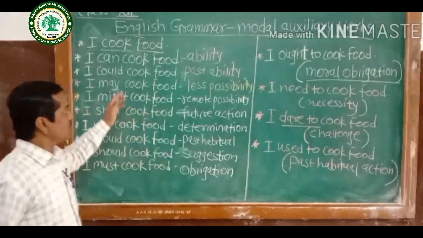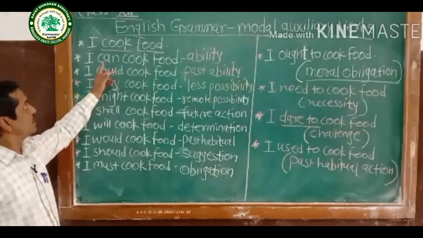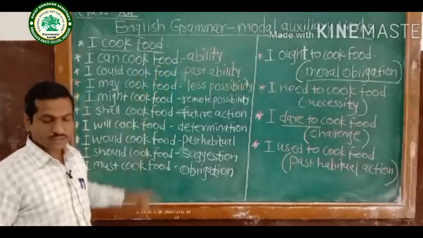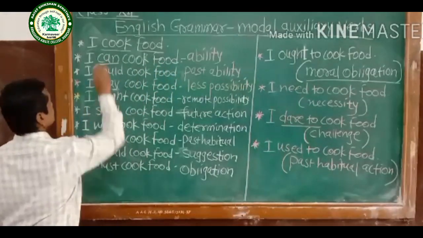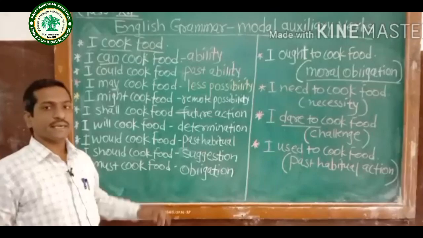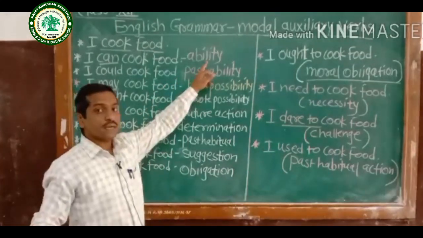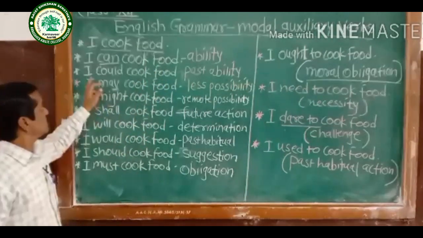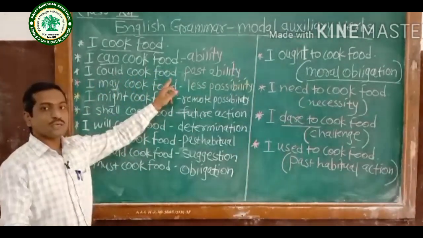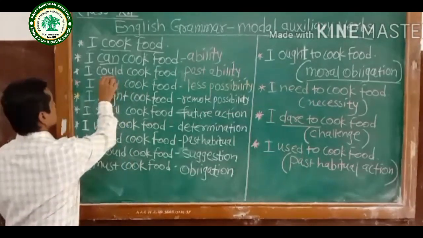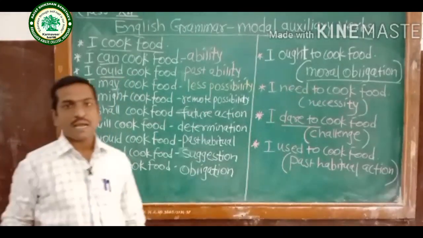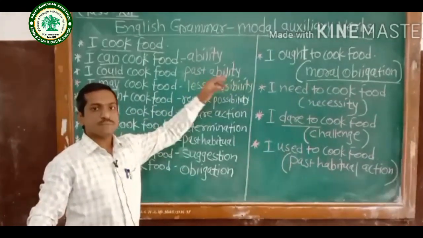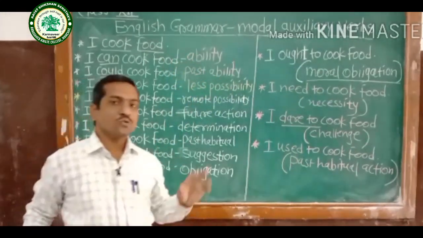According to the use of modal auxiliaries, if you see here, I can cook food. In this sentence, can, this modal auxiliary, expresses ability, that it is my ability to cook food. Now the next sentence, I could cook food. Here could is the modal auxiliary verb and could expresses my past ability. It was my past ability to cook food.